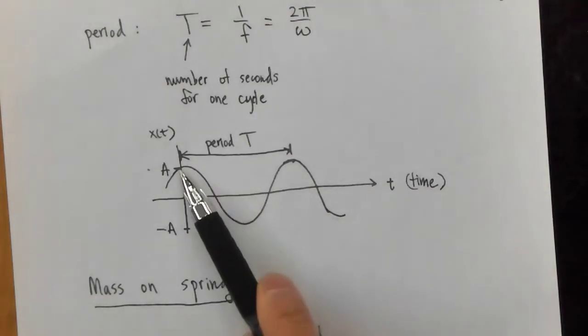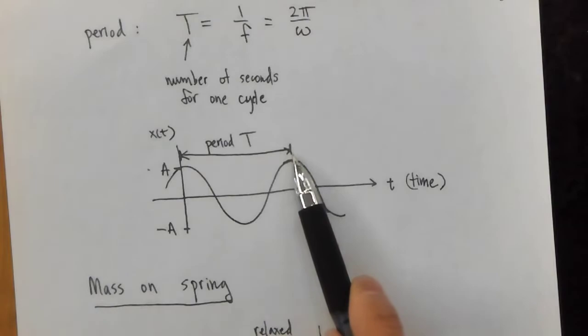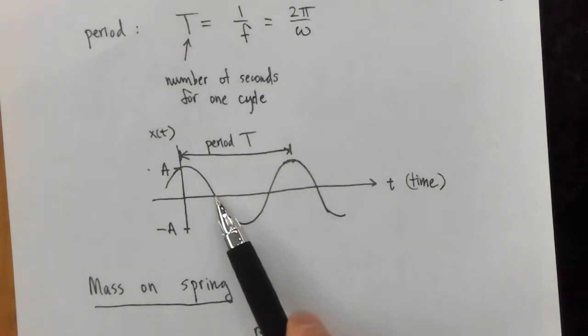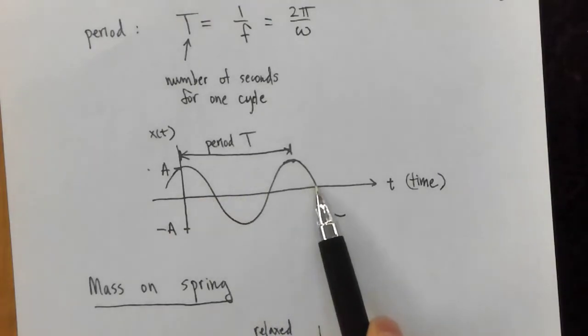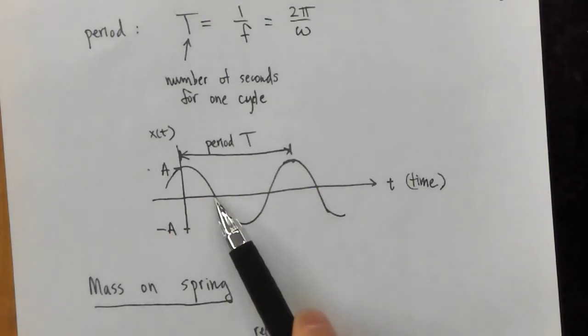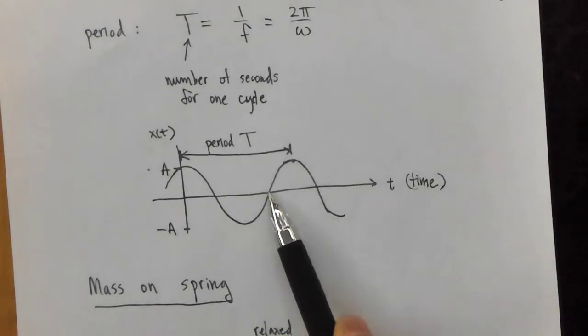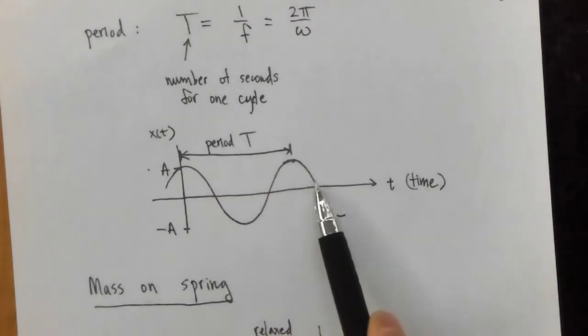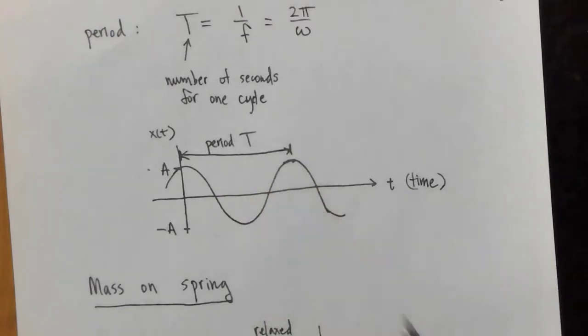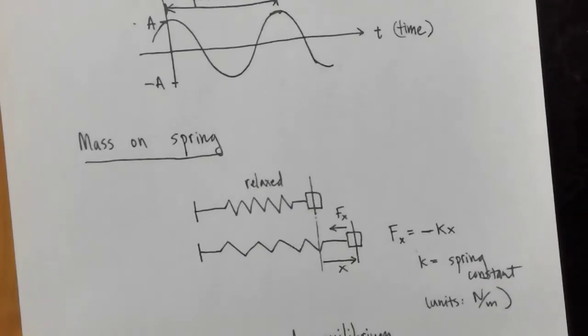The time from one point to the first repeat of the point is called the period. So you can take any point. I can go from here to here. But make sure you don't go from here to there. If I went from here to there, that would be half a period. Does that make sense to everybody? You have to go to where everything looks exactly the same, going from here to there. Okay. Yeah, question?